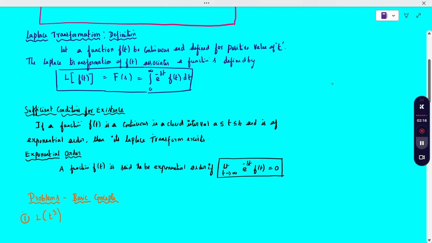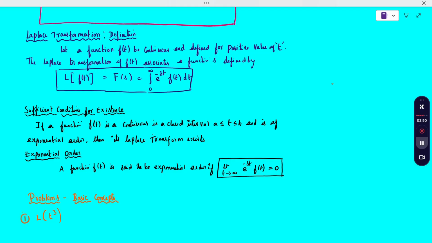Okay. So the sufficient condition for existence: how does the Laplace transform exist? If a function f of t is continuous in the closed interval a less than or equal to t less than or equal to b and is of exponential order, then we say that the Laplace transformation exists. If both conditions are satisfied, only then can I do the Laplace transformation. You need not check this in problems, it is only for theory purposes. We have to check whether it is continuous in the closed interval and of exponential order, then only apply the Laplace transform.